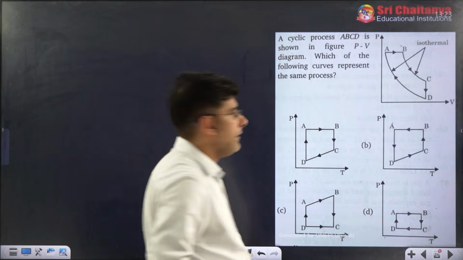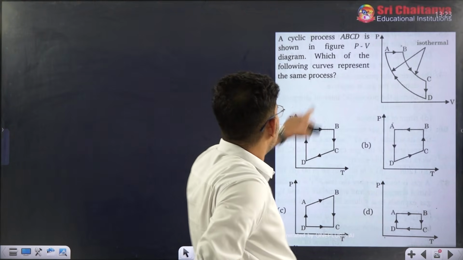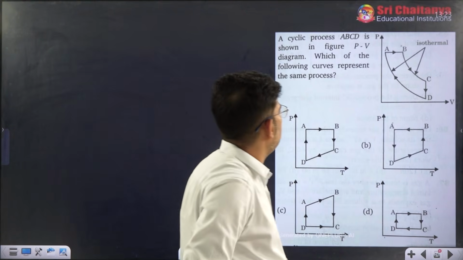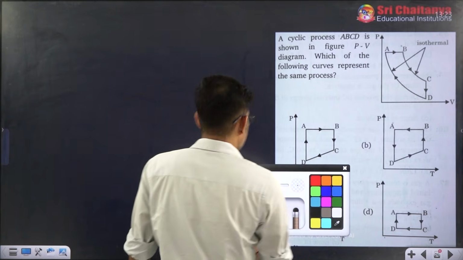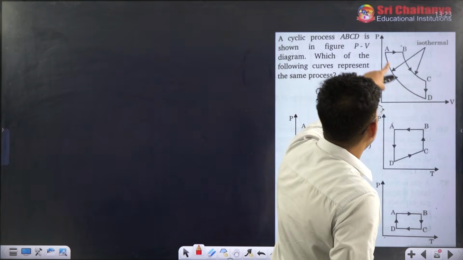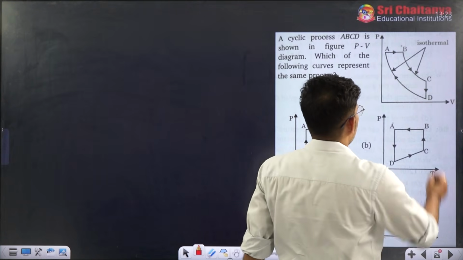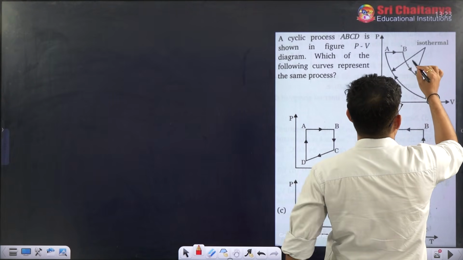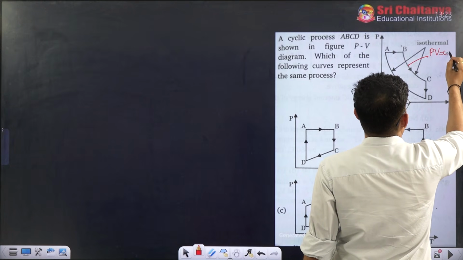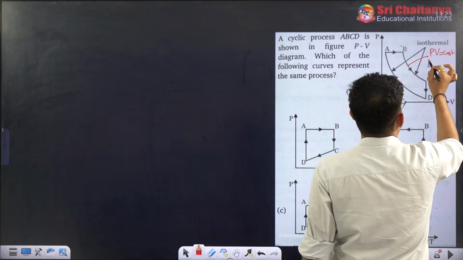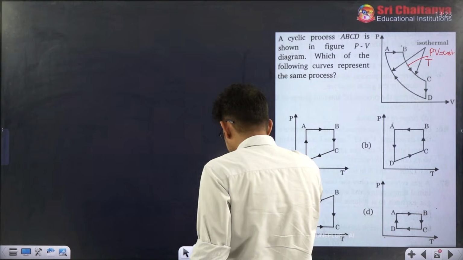Next question we have, a cyclic process is shown again. Which of the following curves represents the same process? Because just like we have explained earlier, we will see they have given BC is isothermal. So for this process, this is an isothermal process. Isothermal process, PV constant, so temperature is constant.